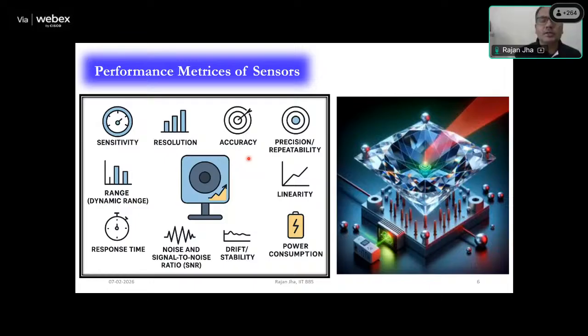One of the most important aspects of a sensor is repeatability. That means every time you do the measurement, the calibrated output should be the same. And this is a very important parameter for the robustness of a sensor.